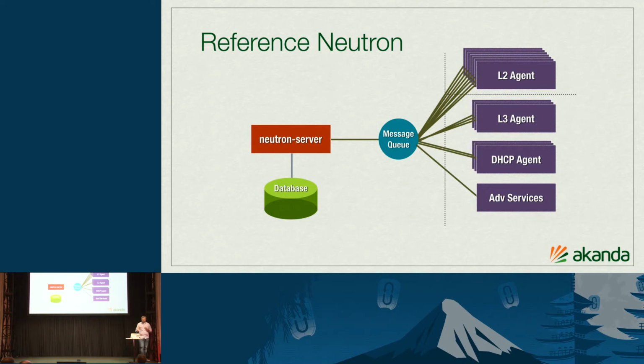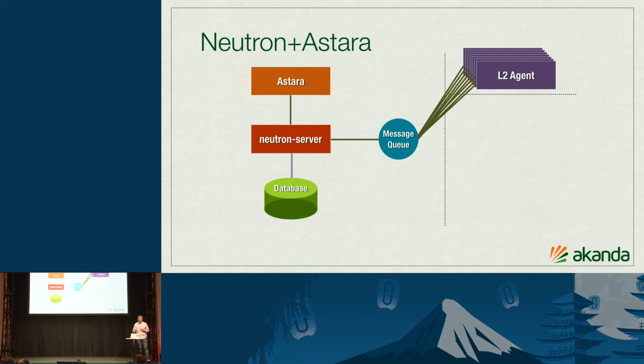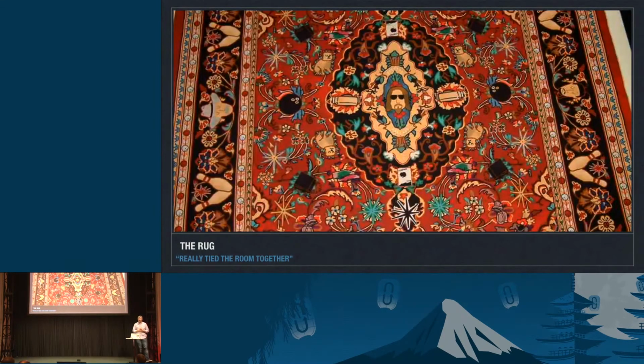So in terms of how Astara works, if you take a look at the reference Neutron, you'll notice on the right-hand side of the screen there's a fleet of microservices. With Astara, we actually simplify things by having a single process, which is then responsible for orchestrating the network functions. Central to that is a process which we've nicknamed the rug. It's one of those early prototype names that's kind of stuck with us. If you've ever seen the movie The Big Lebowski, there's a reference to the rug tying the room together. Also, if you look up Astara, it loosely translates into carpet, which is how we got that name, if you've ever wondered about the genesis of the name.